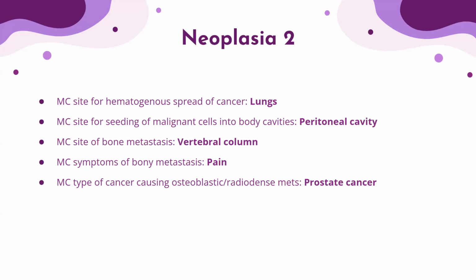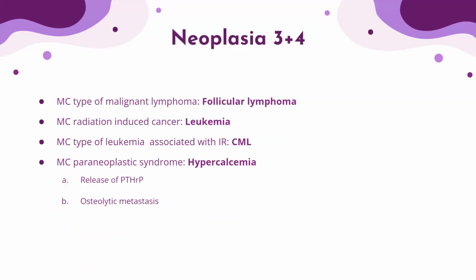If they've given you a picture of an X-ray and you're looking at the bone and it seems like the bone is more dense in one of the regions, that would be radiodense. That would be osteoblastic. And the most common type of cancer that will give you this kind of a metastasis would be prostate cancer. This is the last 2 lectures.